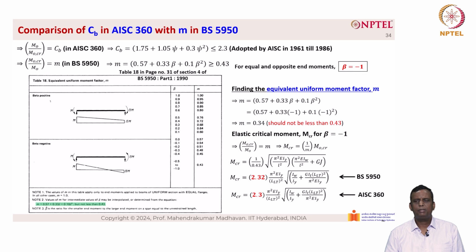With this, we have been able to successfully use the energy method to solve the equation for moments that are not equal on both sides, and hence we were able to achieve the factor which is known as equivalent uniform moment factor m as per BS 5950, or we can also call it the lateral torsional buckling modification factor C sub B as per AISC.